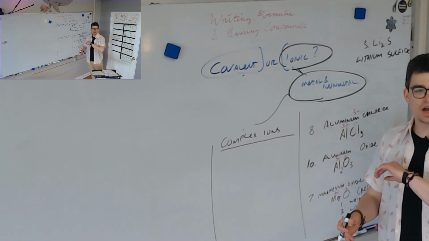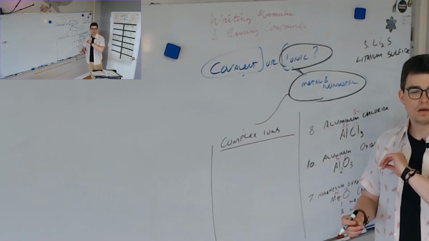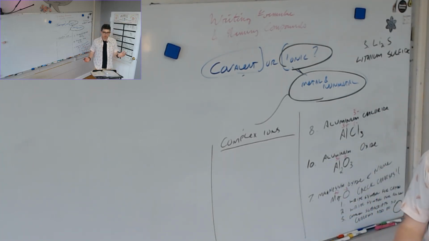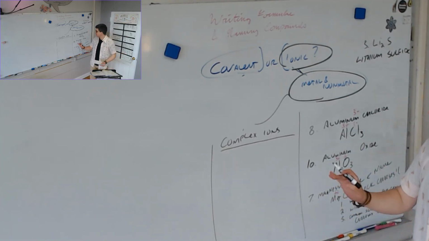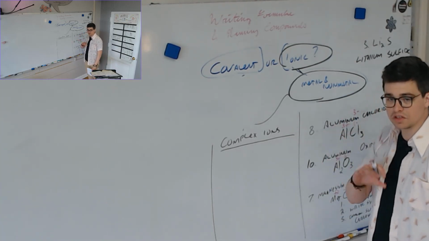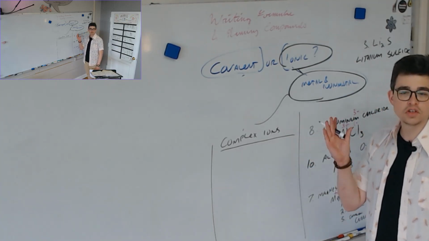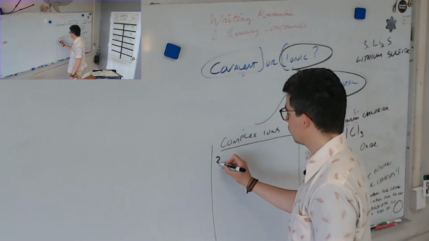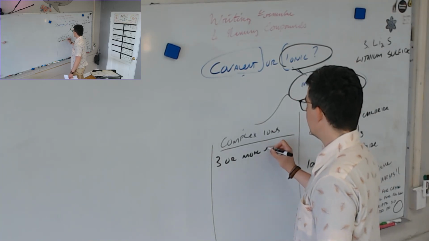Complex ions. What does complex mean? It doesn't mean hard. It means that there's going to be more steps, more to it. So instead of binary, where it was just 2 atoms, just 2 elements, how many do you think this is going to have? 3 or more. So let's write that down first. 3 or more elements.